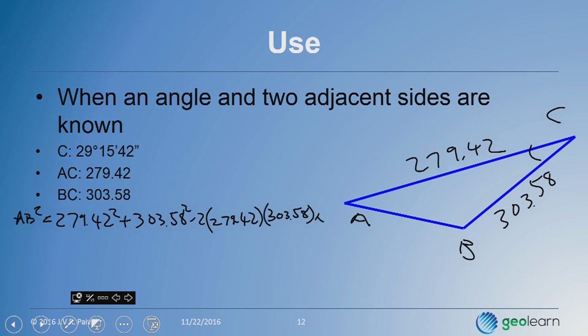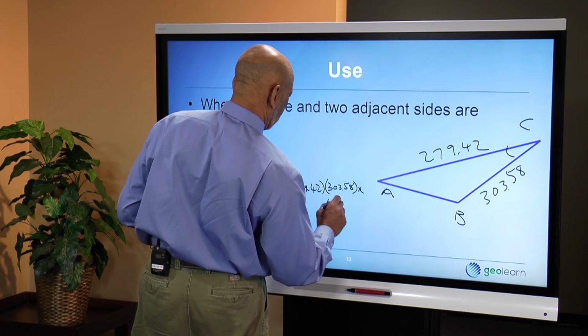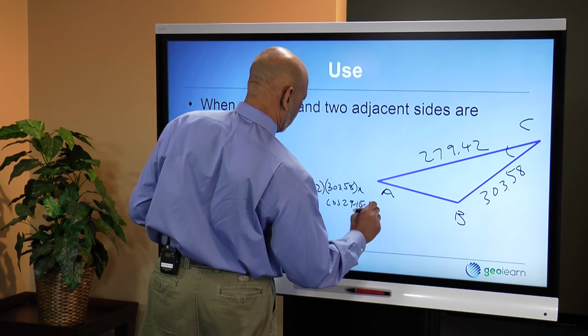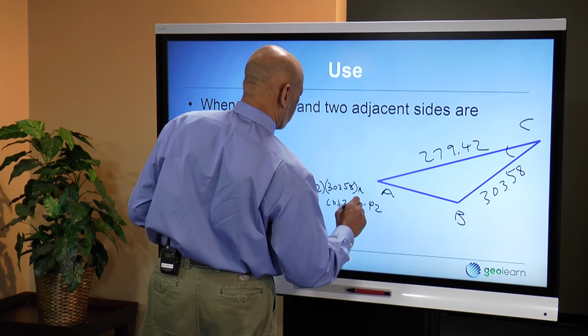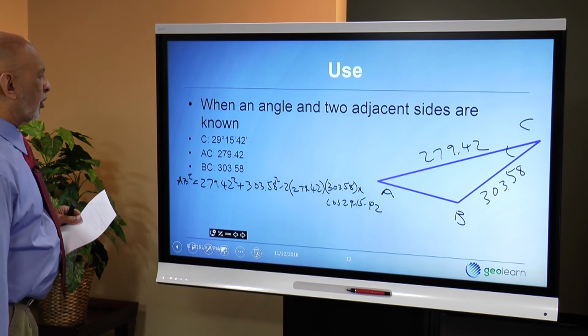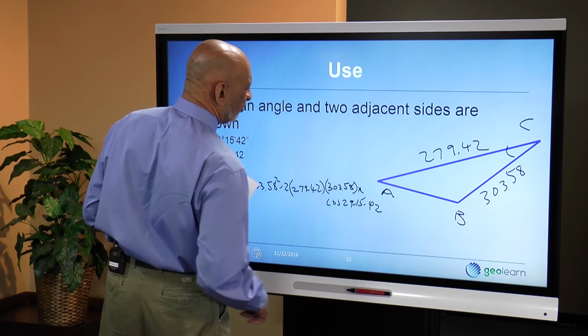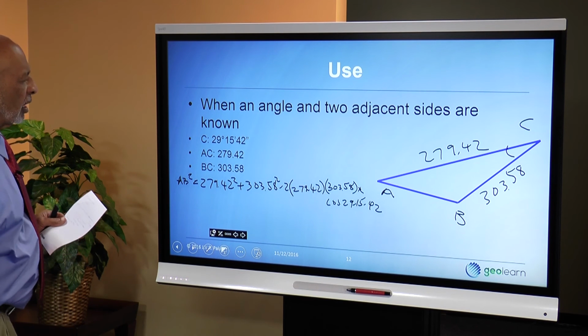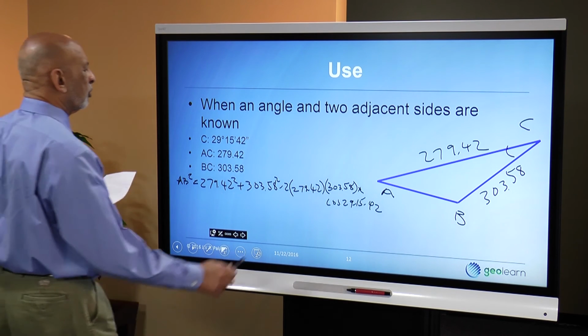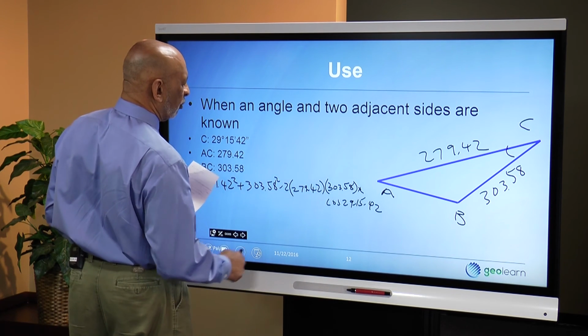Times the cosine of the 29, 15, 42. So if you substitute into this, really the only substitution you have to do is go find the cosine of 29, 15, 42. So you have to convert that to decimal first, then hit the cosine function, multiply that by 303.58, by 279.42, and by 2.